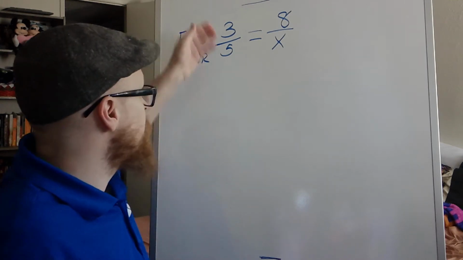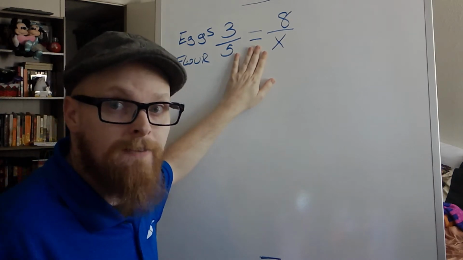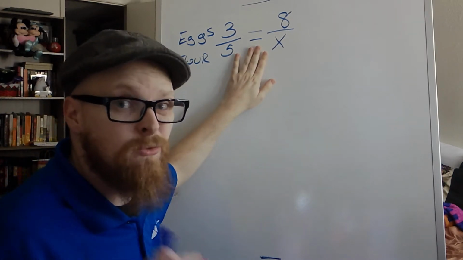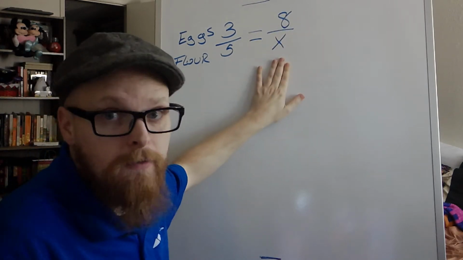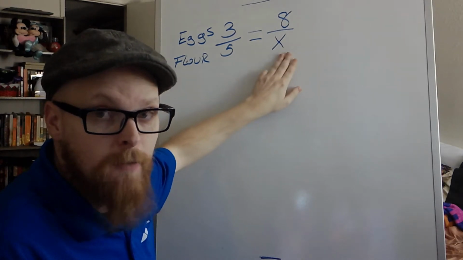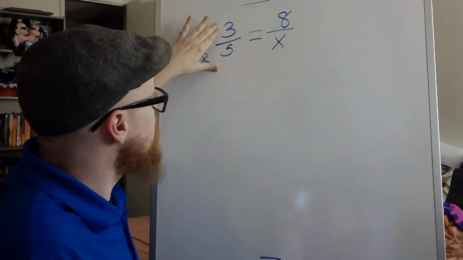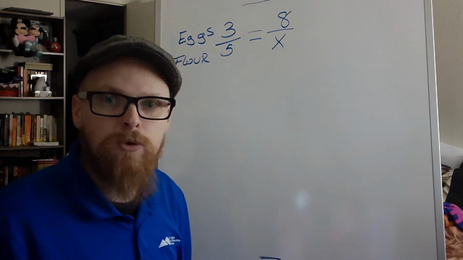So, I've got 3 over 5 is equal to, because proportions are always equal, okay? If it doesn't come out equal, something is wrong. 8 over X, okay? So in this case, I'm using 8 eggs. I need to figure out how many cups of flour I'm going to need. This one I'm using 3 eggs and 5 cups of flour. They have to be the same. They have to be equal.